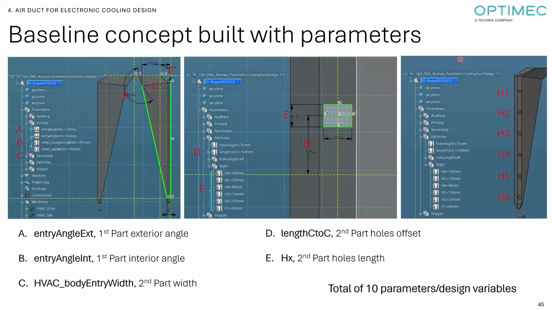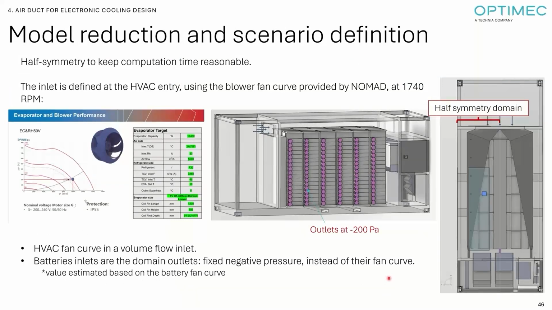But by creating that CAD with parameters, we are able to not only generate one, but generate dozens or hundreds, playing with the angle of that V shape, the entry width of that V shape, the size of each hole, the offset between the hole center and the center line of the batteries. And by having just 10 parameters, we are able to generate hundreds of design iterations. Then we define the scenario.